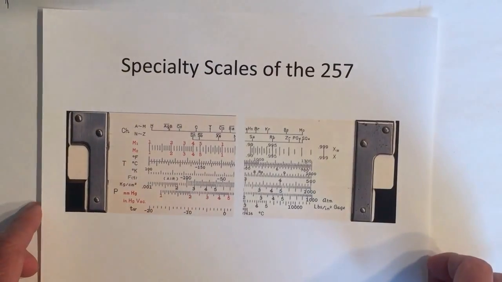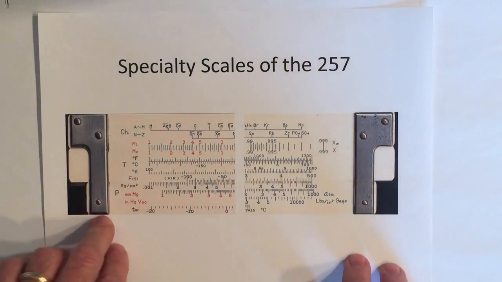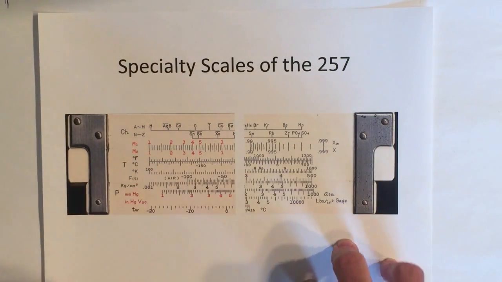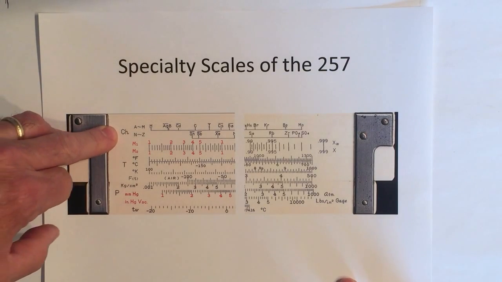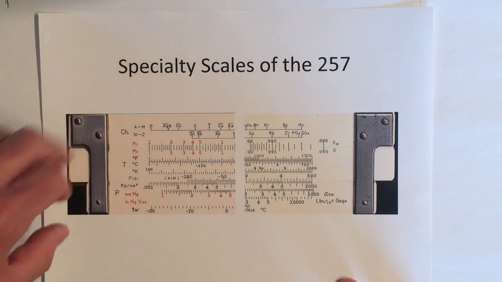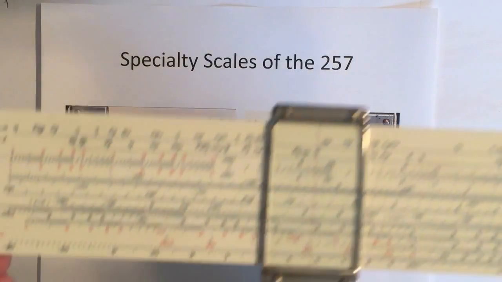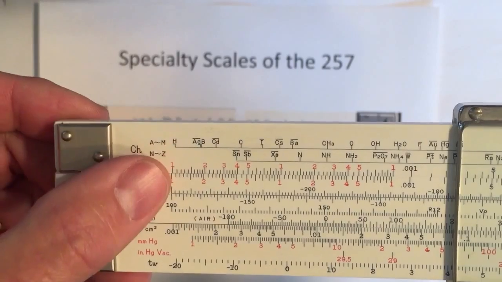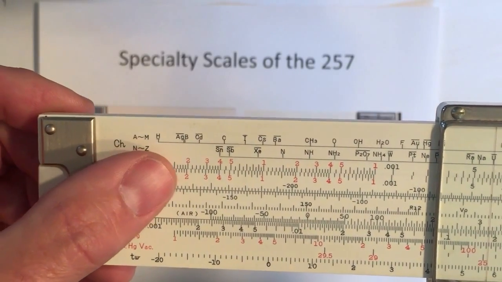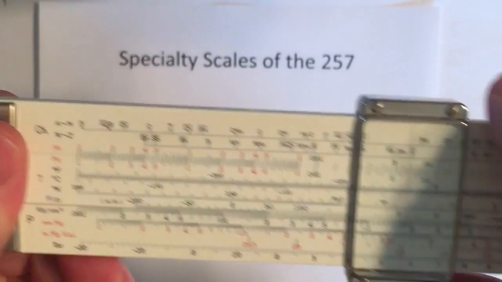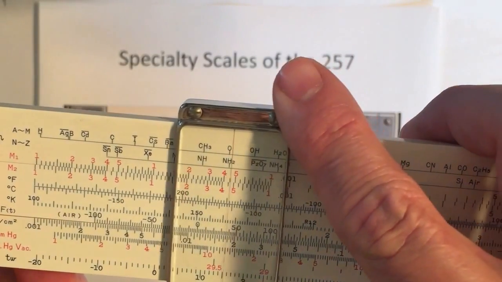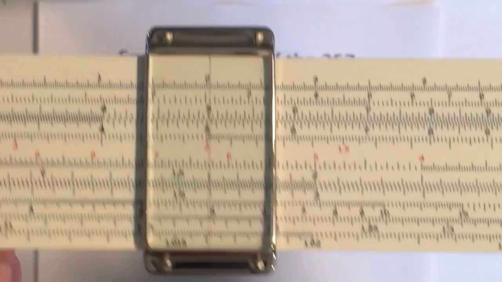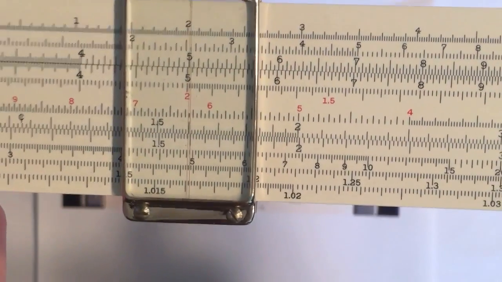Next, we'll go into the specialty scales. I've got the scales marked out here in split form just to show you. The top scale starts off with the chemical element listings. They're not the entire periodic table obviously, but different elements they've listed. And you're able to put the cursor on these marks, say for oxygen, and then that corresponds to the back scale, the molecular weight of oxygen.